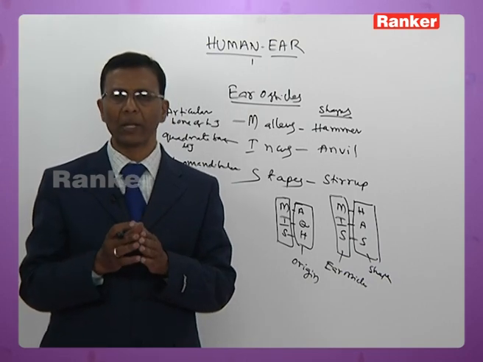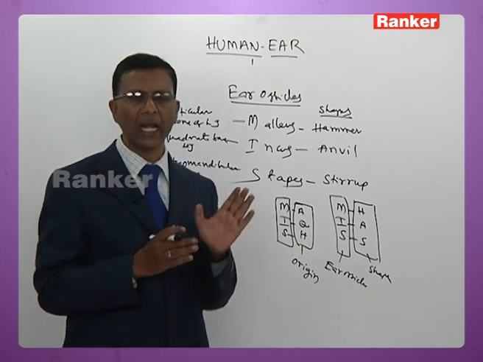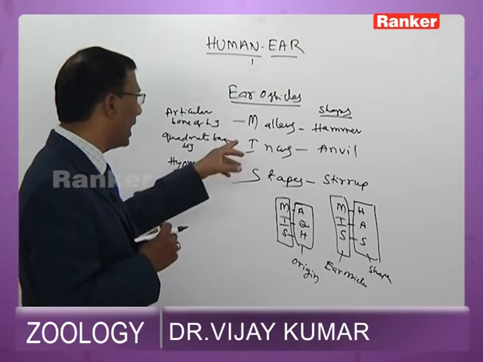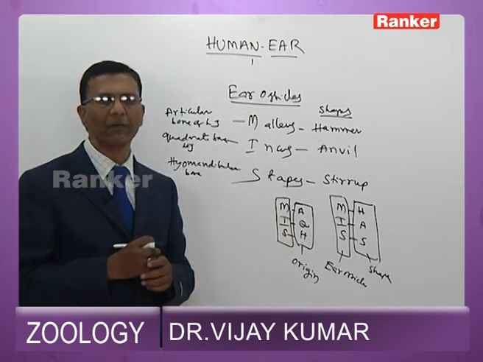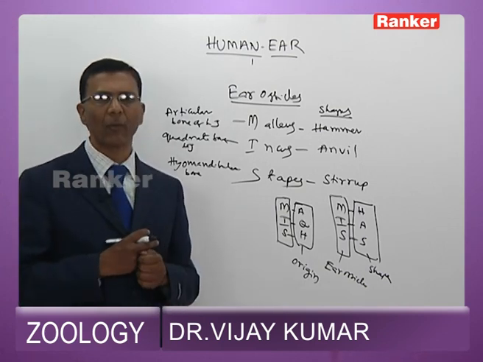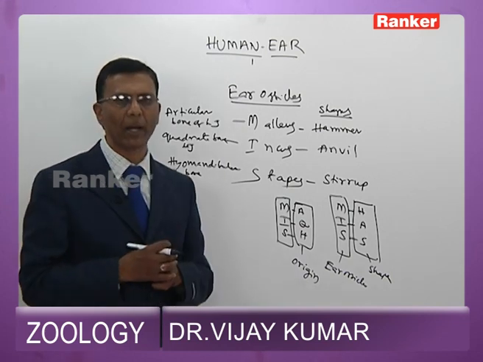What is the clue to remember the shape? You do not need to remember the shape, you just remember malleus and stapes, that is the shape. You do not need to remember the origin, you just remember MAIQ and SH. That is, malleus is a modification of articular bone of lower jaw, incus is a modification of quadrate bone of upper jaw, and stapes is a modification of hyomandibular bone.